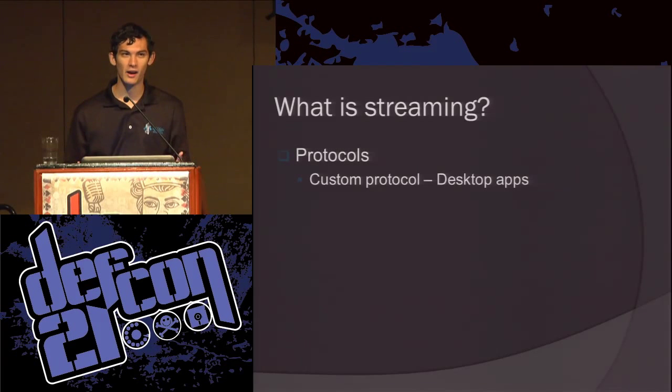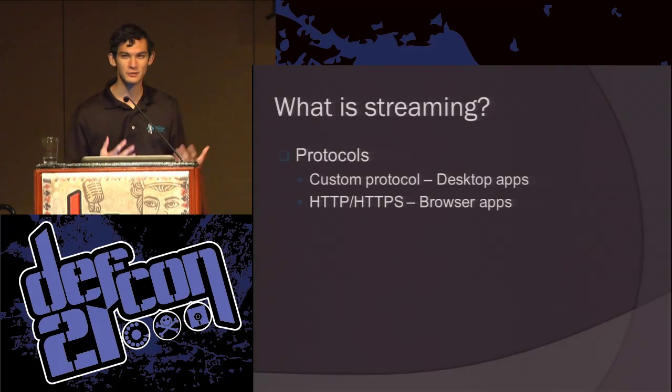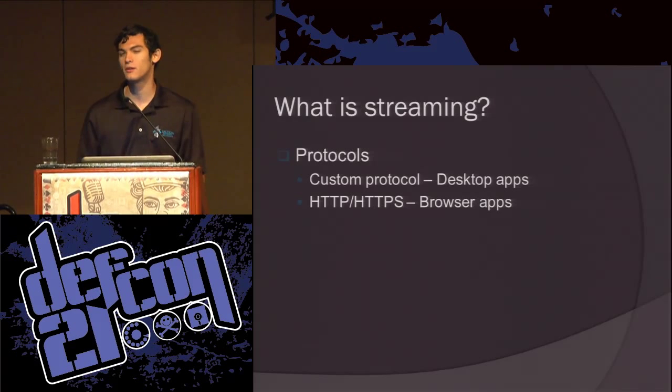However, I've noticed that some services like Last.fm use HTTP or HTTPS because they don't want to write their own custom protocol. But this is typically what you see in some browser-based applications. So the regular Pandora app, SoundCloud, these guys are going to be using HTTP and HTTPS. And this is because they don't want to do extra coding. The browser does it all for you. Why would you want to do it yourself?